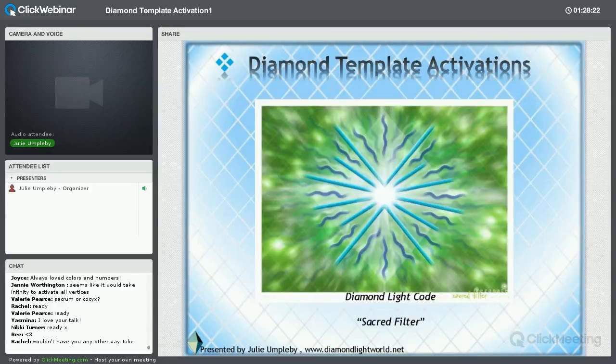And now take that sacred filter light code and send it down, down below your feet, so that it appears as if you're standing on it, standing so that the white in the center of it is aligned with the core column that runs along your spine, all the way down and up, connecting the stars.